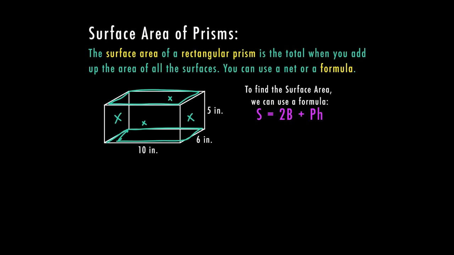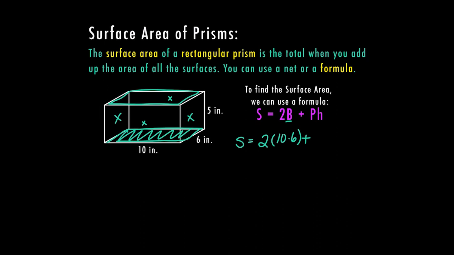So the area of the base is this capital B. So that's your 10 times 6. And then they want me to double that because I have an opposite side that's going to be the same. So I'm going to double that. Then we're going to add the lateral area.